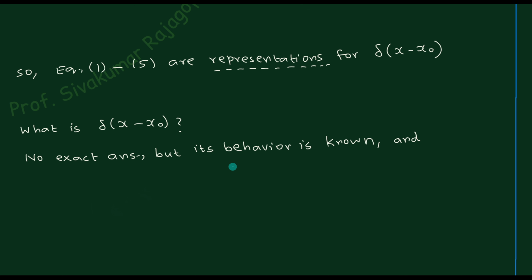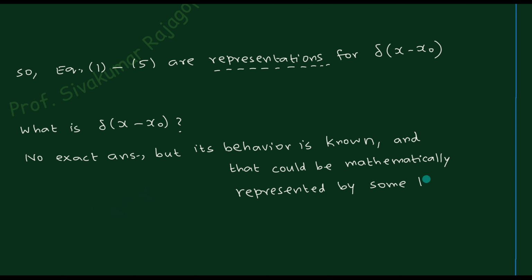So that is how the answer is, and that particular behavior can be mathematically represented by some kind of function. So this is the answer. How do you answer this question? We don't have an exact answer for what the delta function is, but rather it is mathematically represented by some kind of function. Even the number of functions, a lot of functions are there. You don't have only one function. So this is the point.